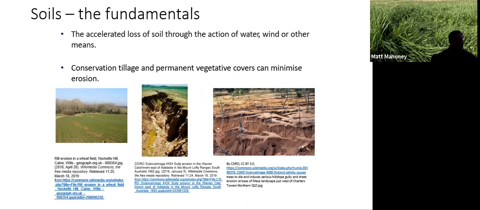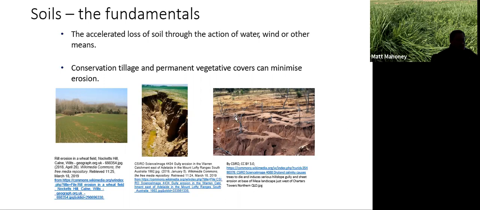Here are just some pictures looking at accelerated erosion of soil by the action of water, wind or other means. You can see here a wheat crop with just the starting of erosion happening from water runoff, from the working up of the land to sow the crop. And these are obviously really bad gully erosion events which have occurred in places where sometimes it's very difficult to prevent, in natural areas, and just natural phenomena.